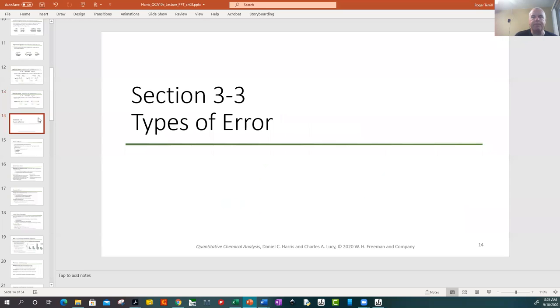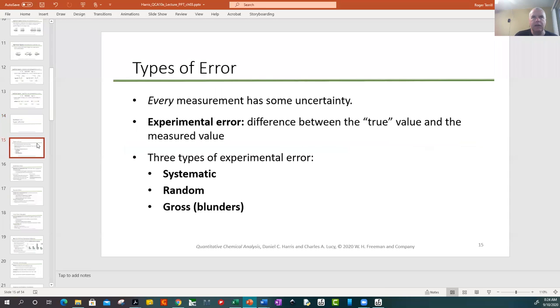So now let's keep moving forward and let's talk about types of error. We're going to come back to sig figs, but right now let's keep moving forward. Every measurement has some uncertainty, right?